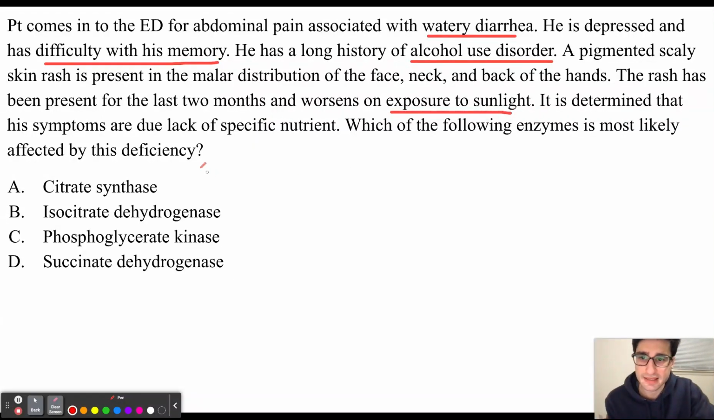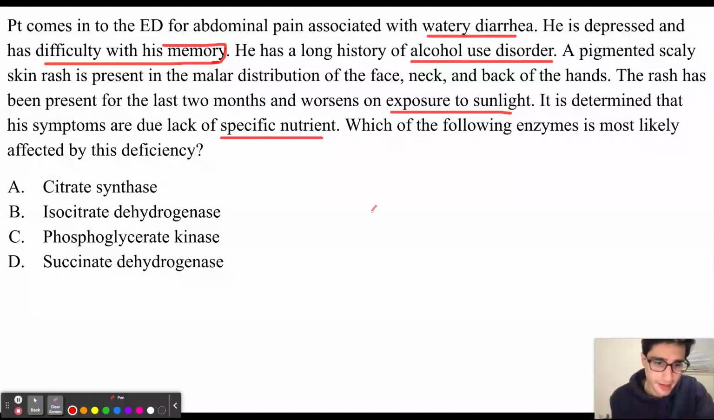It is determined that his symptoms are due to lack of a specific nutrient. Which of the following enzymes is most likely affected by this deficiency? Now, this patient presenting with a watery diarrhea, difficulty with memory, as well as a photosensitive dermatitis likely has pellagra.